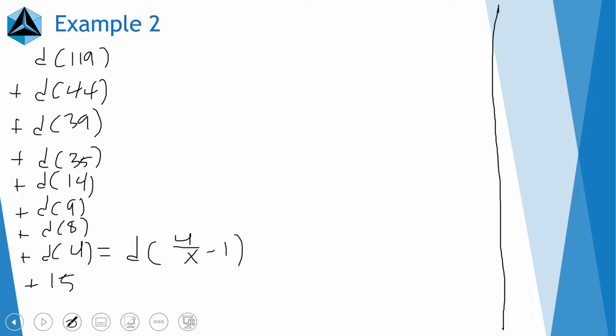Plugging that in, the two divisors that are possible are 2 and 4, which yield us d of 1 plus d of 0. We know that d of 1 is 0 and d of 0 is 1, so we get 1 here. I'm just going to keep this at the bottom: d of 4 equals 1. This is going to be useful later.